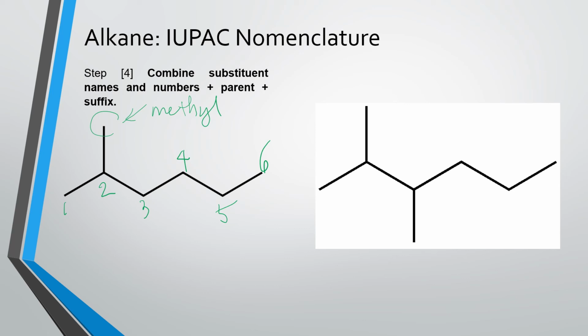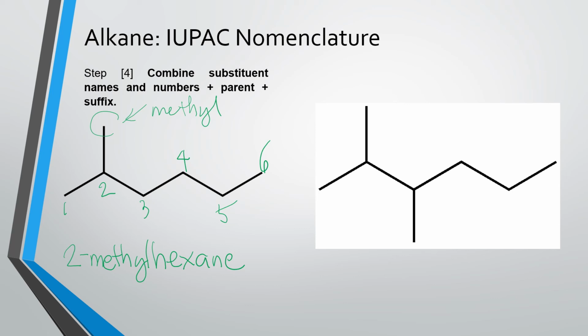2. Sorry. So, substituent first, 2-methyl. Then, parent. Parent is carbon with 6. Alkane with 6 carbon. Hexane. Yan, galing. O, diba? How about the second one?